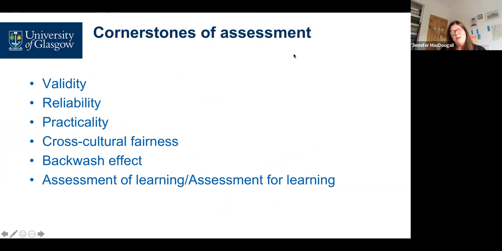When we think about assessment, there are certain cornerstones we can focus on. There are concepts of validity, reliability, and practicality, or practicability, as some people say. There are issues around cross-cultural fairness when we're assessing. Can everybody be assessed in the same way? IELTS does a lot of work when writing their assessments to make sure they can be globally written for everybody. But does that mean the assessment doesn't work for some people?